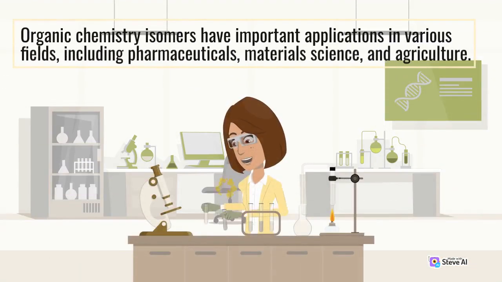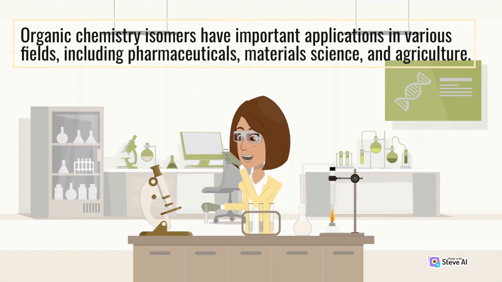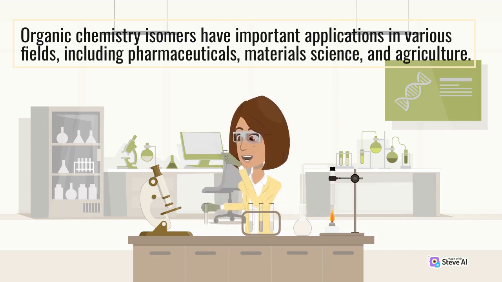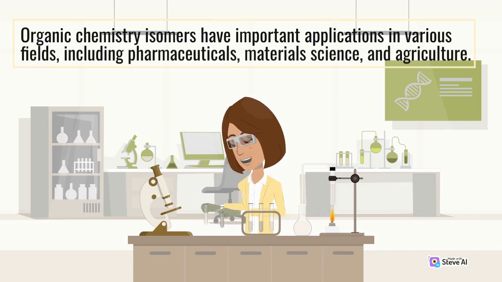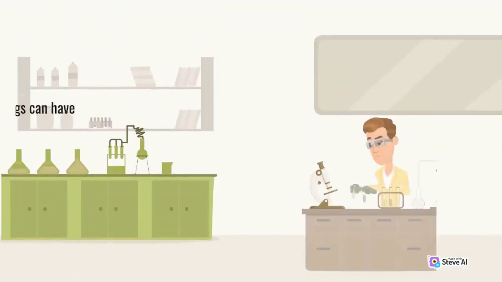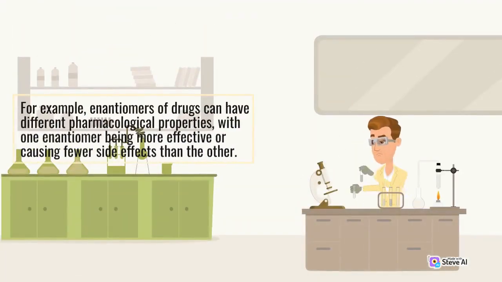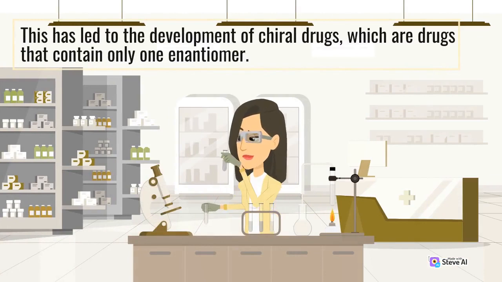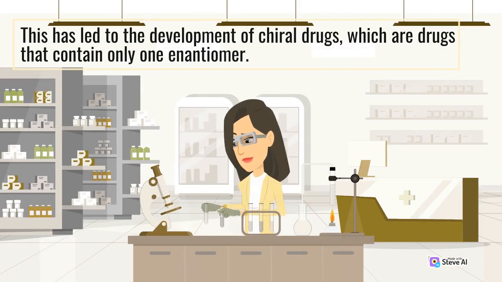Organic chemistry isomers have important applications in various fields, including pharmaceuticals, materials science, and agriculture. For example, enantiomers of drugs can have different pharmacological properties, with one enantiomer being more effective or causing fewer side effects than the other. This has led to the development of chiral drugs, which are drugs that contain only one enantiomer.